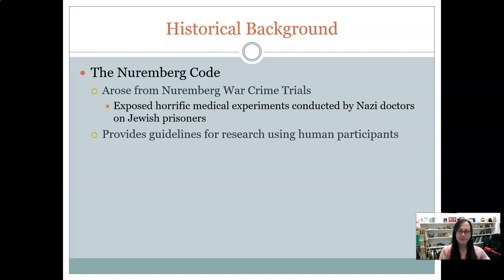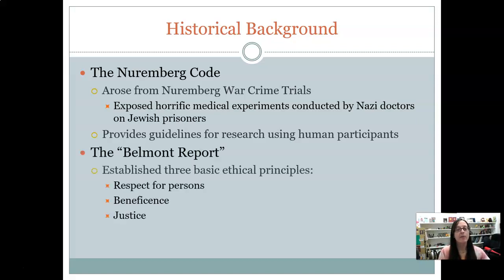The Nuremberg Code included informed consent, the absence of coercion, properly formulated experiments, and the minimization of harm. Those were some of the most basic things. The Nazi doctors were saying, well, we were trying to learn things, this is how we conduct our experiments. But the Nuremberg Code basically said, if you are conducting research and you have human participants, these are the basic requirements that you need to follow.